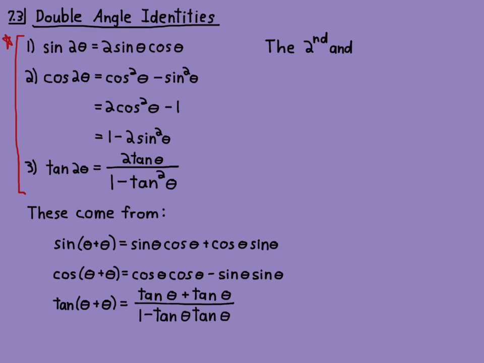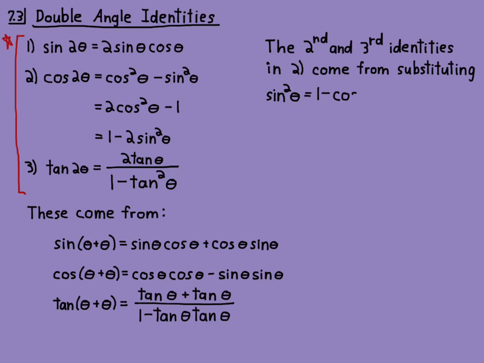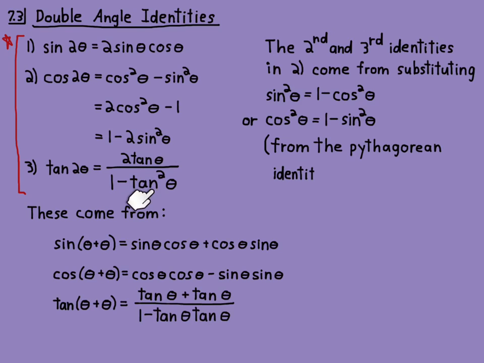These are put separately just because they're used fairly frequently. But in theory, you could just memorize the sum ones and then make the two angles the same, and you could figure these out from there. The second and third identities in number 2, where the cosine one is here, come from substituting sine squared theta equals 1 minus cosine squared theta, or cosine squared theta equals 1 minus sine squared theta, which comes from the Pythagorean identities. The Pythagorean identity being cosine squared theta plus sine squared theta equals 1.